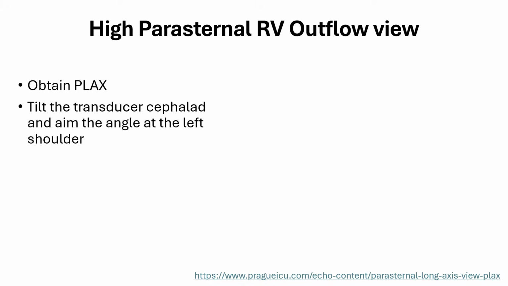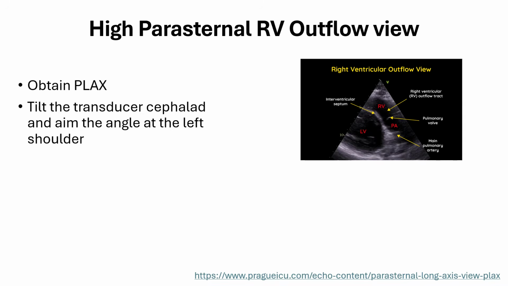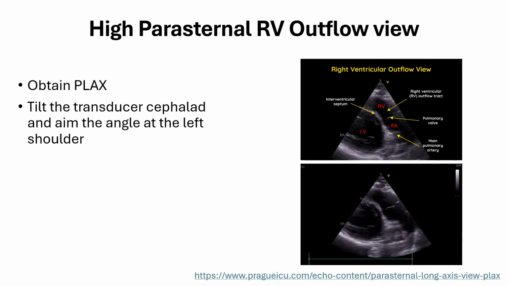Next, we talk about the high parasternal right ventricular outflow view. In order to image this, first obtain a standard parasternal long axis view, and this time tilt the transducer cephalad and aim at the left shoulder, which is opposite to how you obtain the RV inflow view. On the top right, you see a frozen image demonstrating the anatomy in this particular view. And on the bottom right, you see a video clip demonstrating the same.